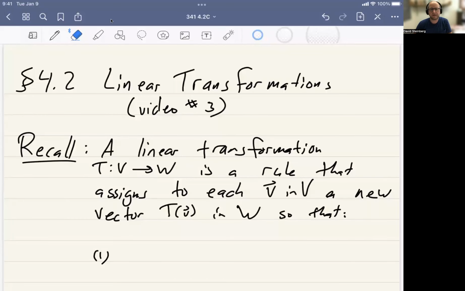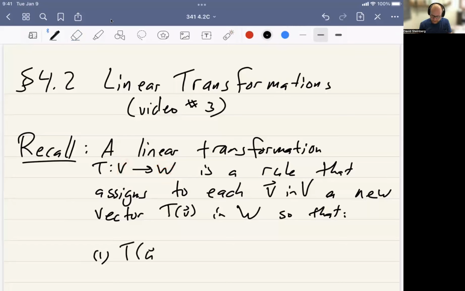Okay, video 3, section 4.2, linear transformations. All right, a linear transformation, recall, is a T from V to W. This is a rule that assigns to each vector in V some other vector T of v in W with two properties.